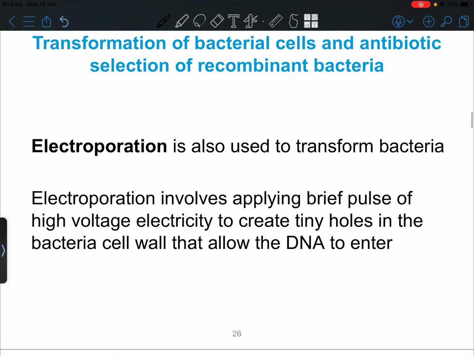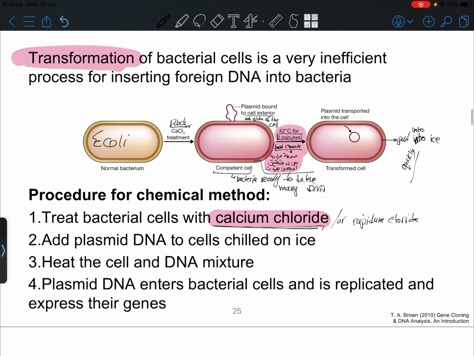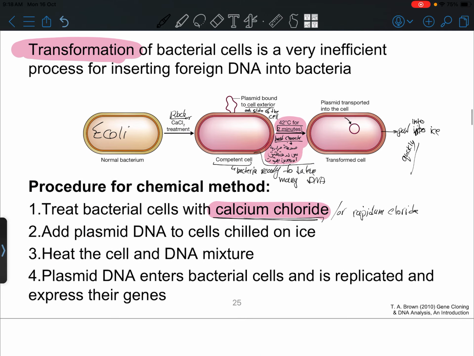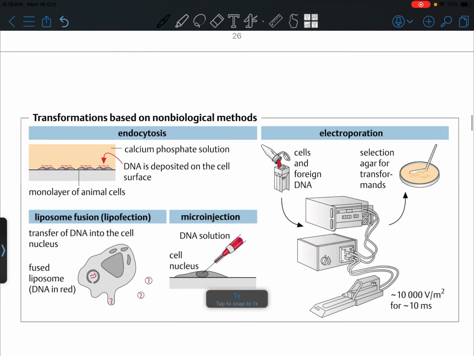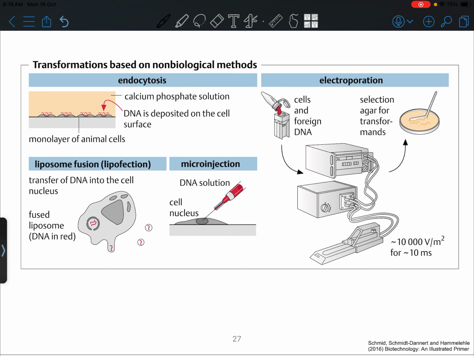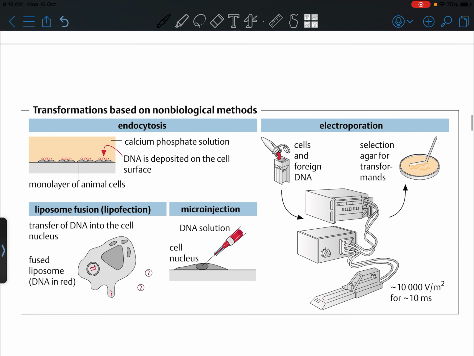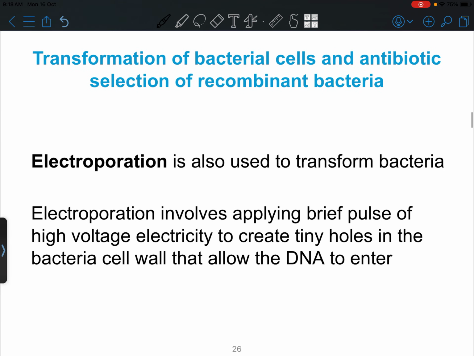So this step is called what? Another way of introducing your recombinant DNA into bacteria is by what? Electroporation. Okay? We have electro, electro means what? Electric. Electricity. Poration.